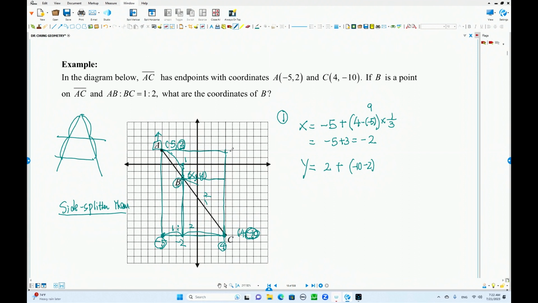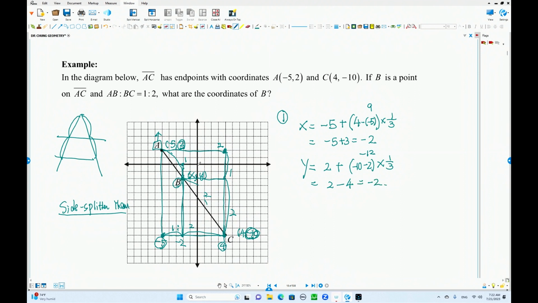This is also the side splitter theorem, okay? 1, 2, 2, you know? From here, right? 2. Okay, we take only 1/3 again. So this one equals 2. This is -12. -12 times 1/3 is -4, right? So -4 equals -2. Okay?